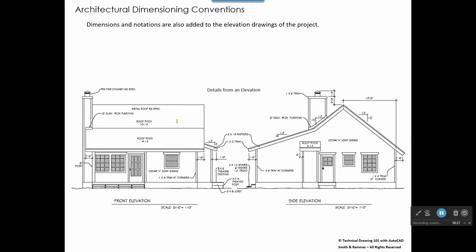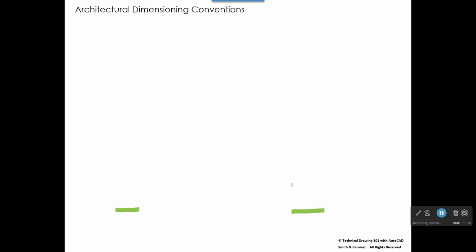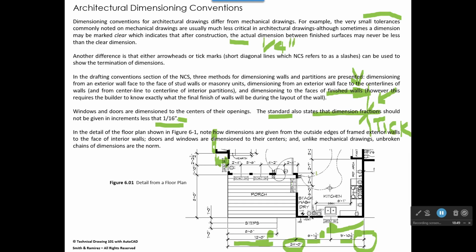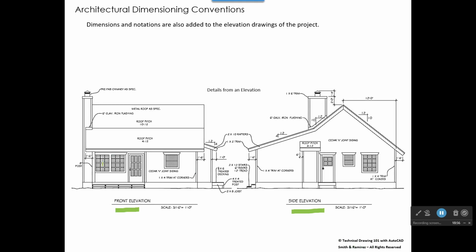All right, so dimensions and notations are also added to elevation drawings. So this is an example of a front elevation of a cabin and the side elevation, and it's actually the cabin that we see right here, and this is the front. You see these windows here and this door. Those line up with the window here and the window here and the door here. But we also can add a lot of notation and dimensional information to our elevations as well. And so we can see a dimension right here. The roof overhang right there says 1 foot 6 inches. And the roof overhang right here is 1 foot 0 inches. We see that right here.